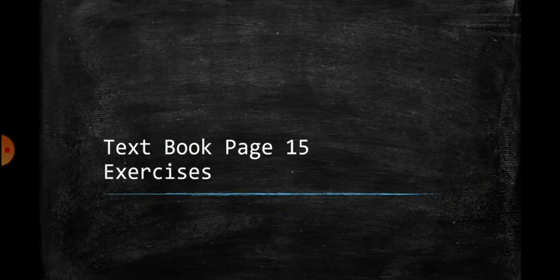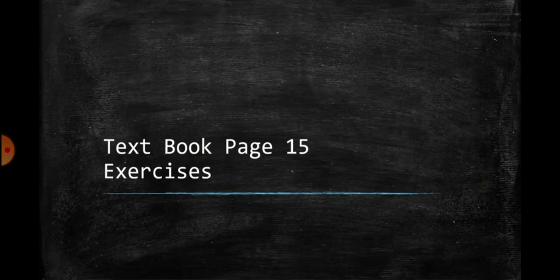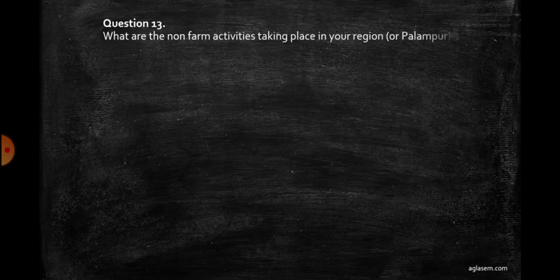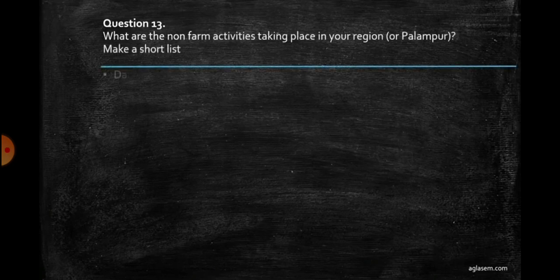Now we will solve the exercise on the textbook page number 15. Our next question, question number 13, is: what are the non farming activities taking place in your region or Palampur? Make a short list.